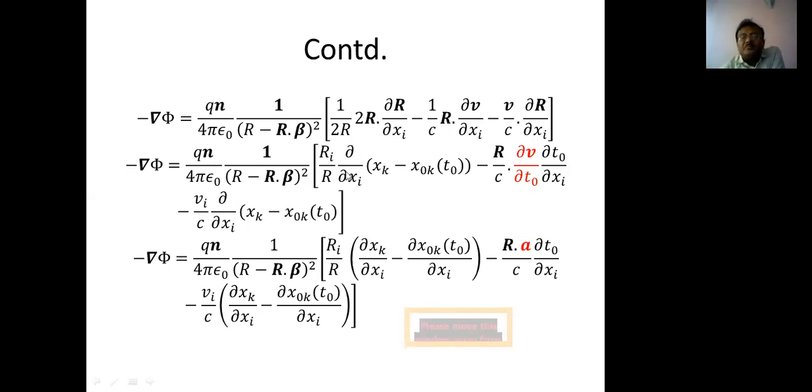So ri by r is there. We operate ∂ by ∂xi inside: ∂xk by ∂xi gives you the delta function, and this is ∂x₀k by ∂xi, and this ∂ by ∂xi can be replaced in terms of t₀. Similarly here, ∂v by ∂t₀ is vector a, so r·a over c ∂t₀ by ∂xi, and again from the third term vi by c is the same, and when you operate inside you will have ∂xk over ∂xi minus ∂ by ∂xi of this bunch. Now this is the delta function, delta ik, and delta ik survives only when i equals k, so wherever there is i, you can replace it by k.